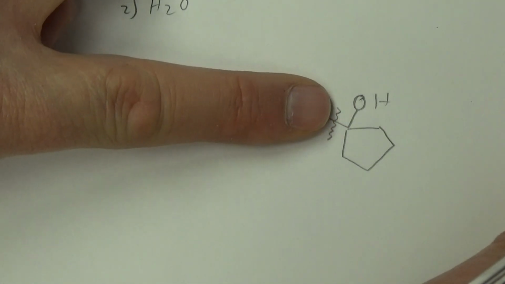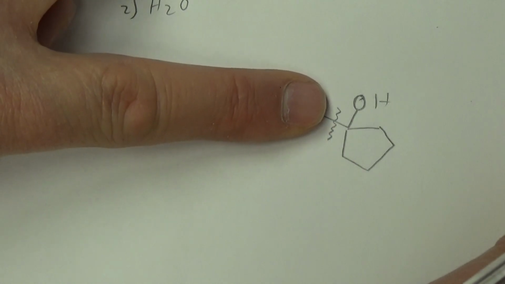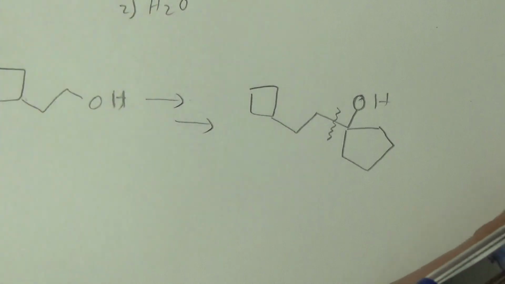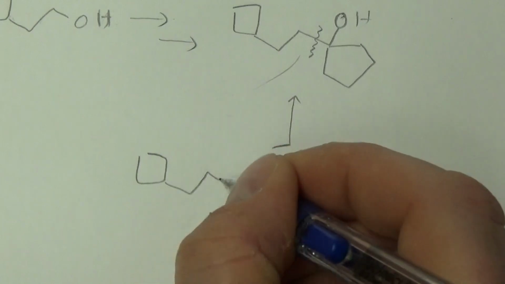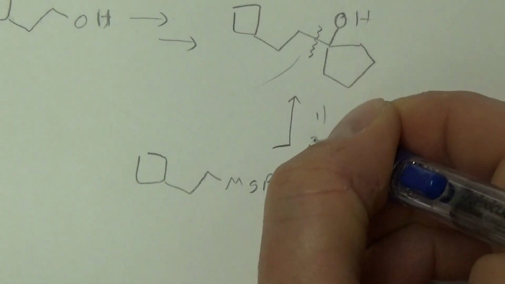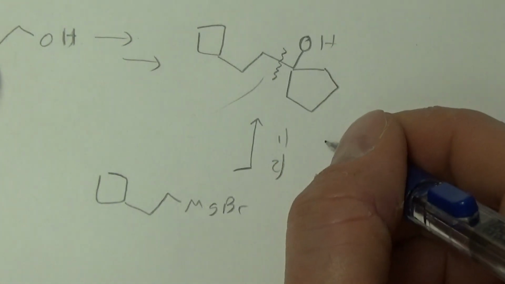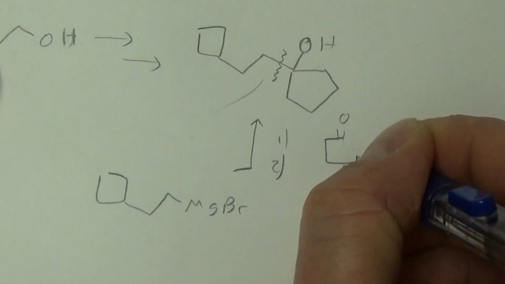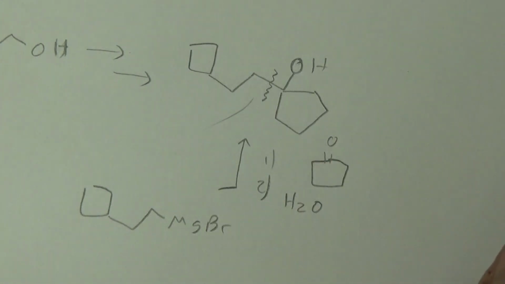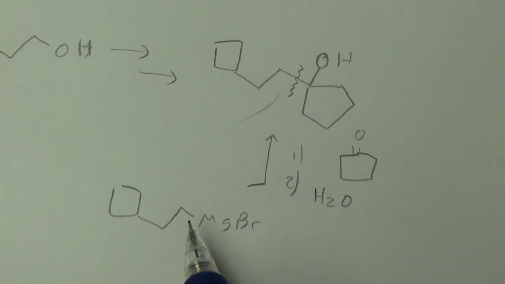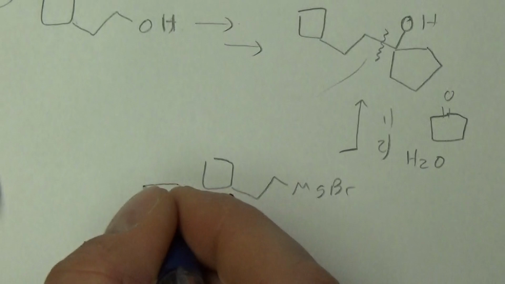So it's what? Formaldehyde, aldehyde, ketone, or epoxide. It's looking like a ketone, right? A ketone would give you a tertiary alcohol, like that. So maybe all we gotta do is start from the Grignard, MgBr, 1, 2. And our electrophile is a ketone, cyclopentanone, then water. And you're golden. That carbon attacks that carbon, makes that. Okay, now how do you make a Grignard from the bromide?